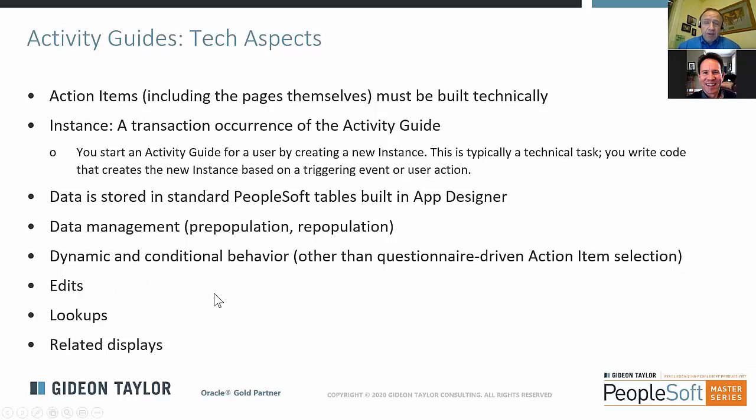If you want dynamic and conditional behavior like hiding and unhiding fields, you're writing PeopleCode. If you want edits, you're going to have to write PeopleCode. If you want lookups, you're going to have to build views and tables and put those on custom records that you're going to build. Same with related displays. This is all still basic PeopleSoft development. Activity guides are not a shortcut to create custom forms. They are a shortcut to manage the navigation between multiple pieces of a custom form.